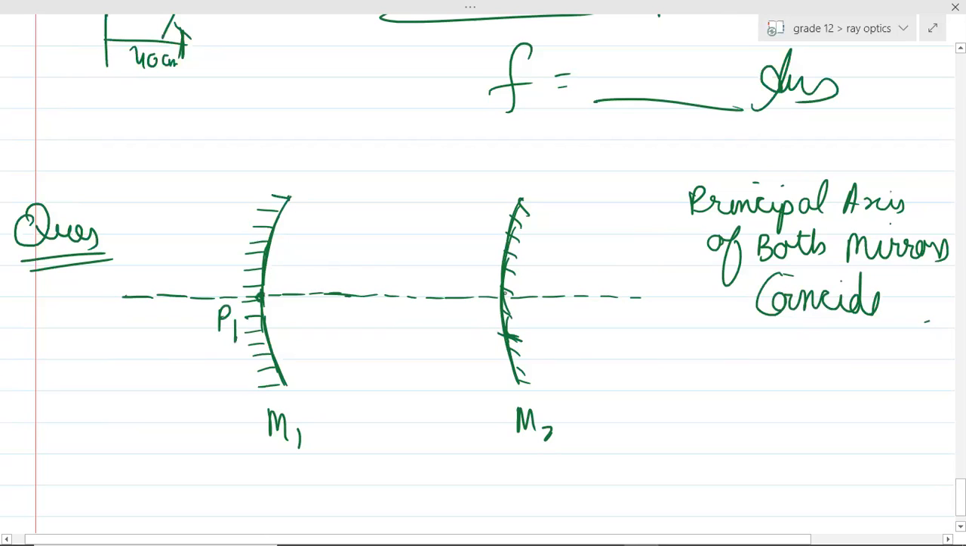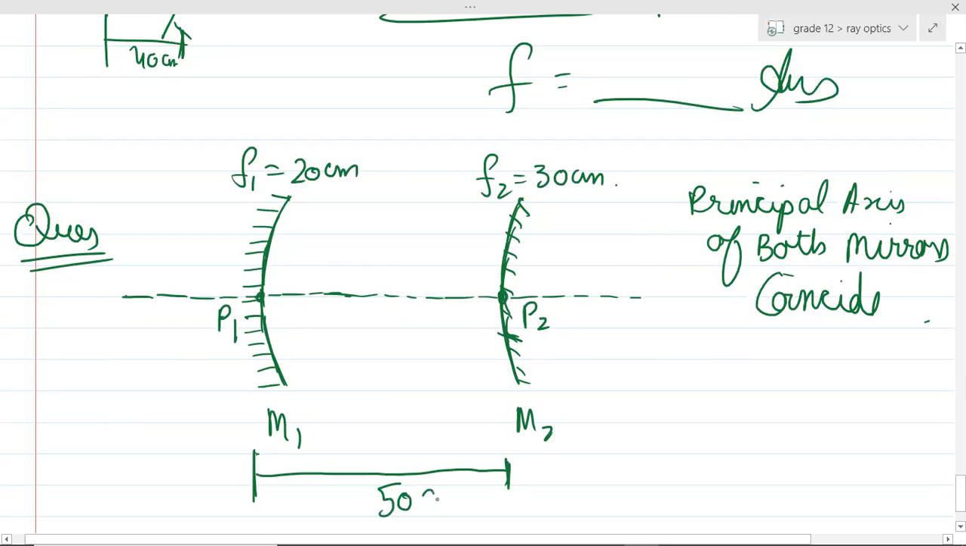This is the pole of the first mirror. This is the pole of the second mirror. The focal length of the first mirror is 20 centimeter, and the focal length of the second is 30 centimeter. The distance between the poles of the mirrors is 50 centimeter, and the object is placed exactly midway between them. So basically OP1 should be equal to OP2, although it's easy to calculate.